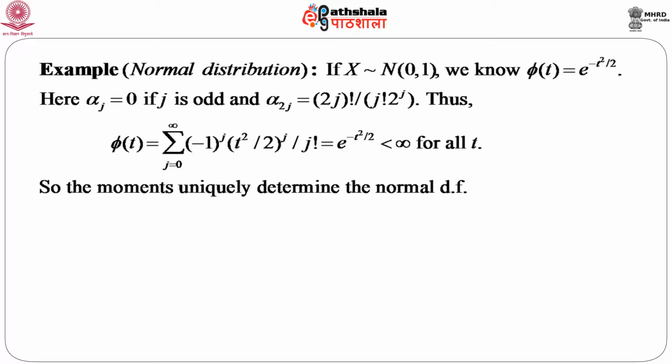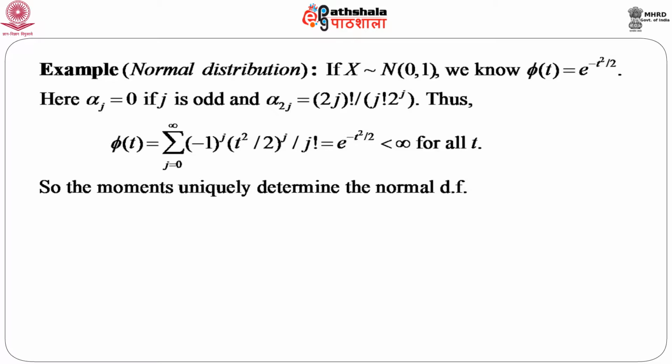Thus, we can write phi t as the sum over j equals 0 to infinity of minus 1 to the power j, t square by 2 to the power j, by j factorial, which is in fact e to the power minus t square by 2, which is less than infinity. That means moments of all order exist for a normal distribution. So, we can say by virtue of the previous theorem that moments uniquely determine the normal distribution function.